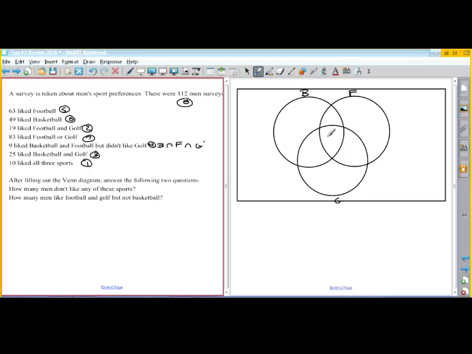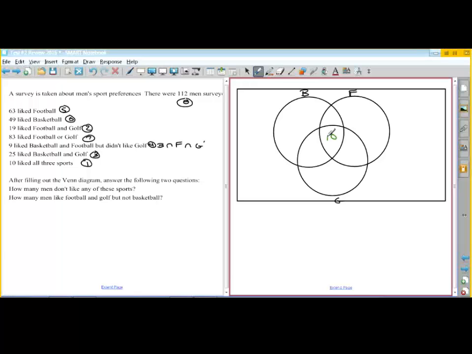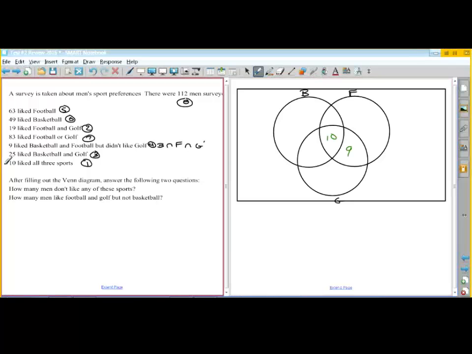Ten liked all three sports. So this is where they like everything. Second was, 19 liked football and golf. So this is the football intersect with golf. We already have 10. So to get 19, we have to put 9 right there. 19 like football and golf. So let's mark these off as we get them done.